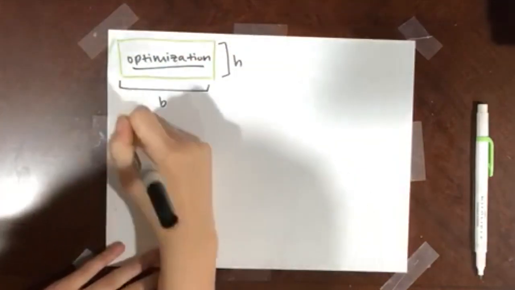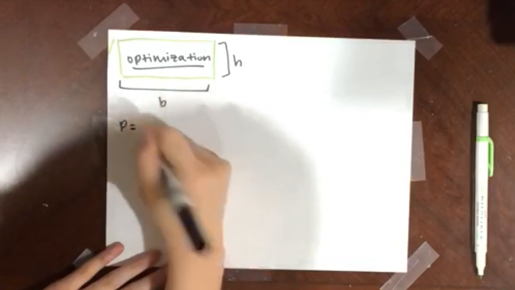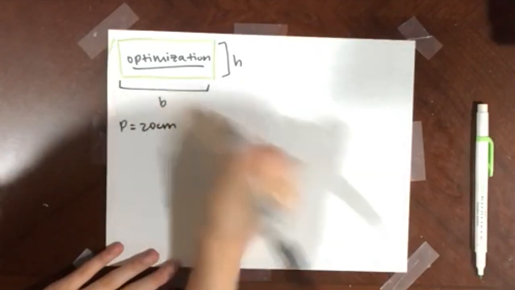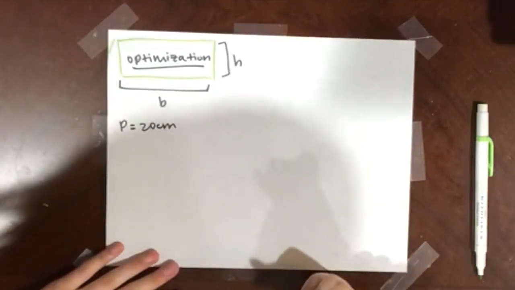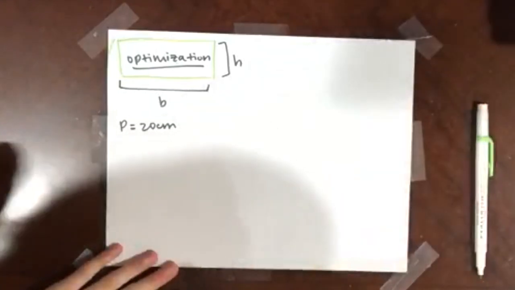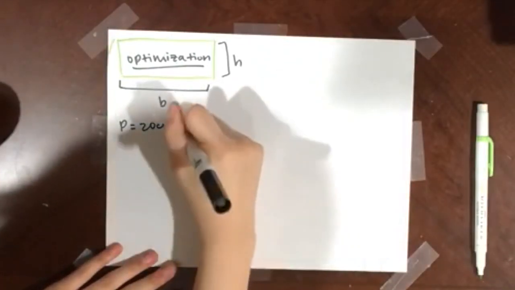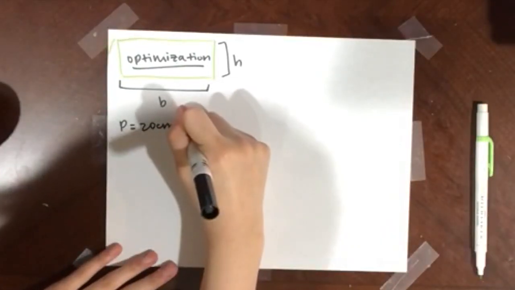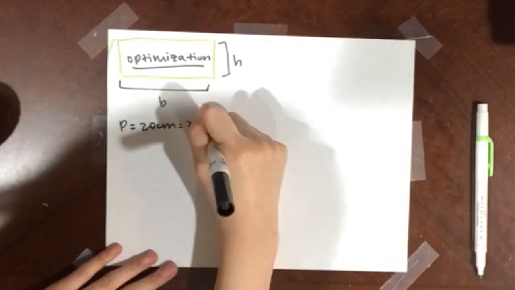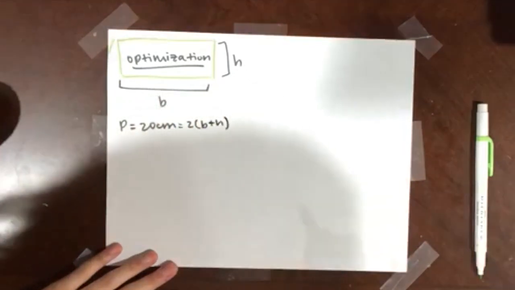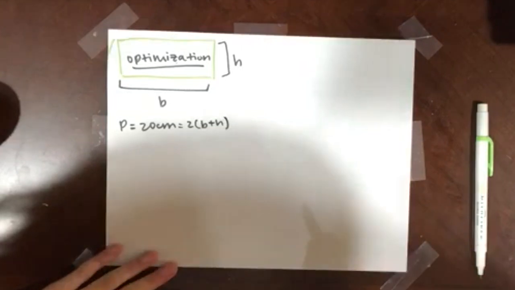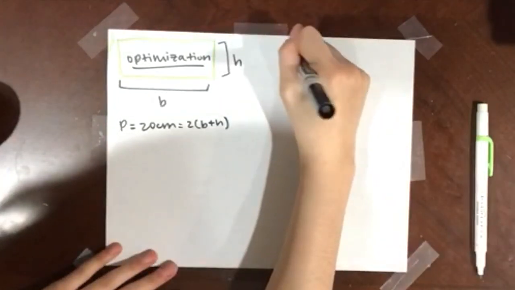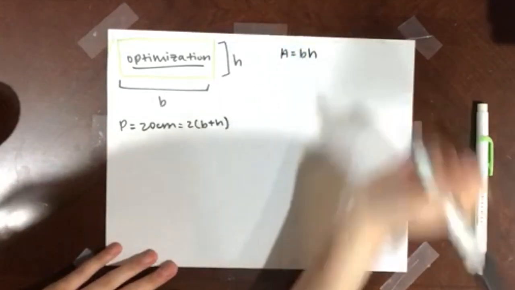The perimeter of the rectangle formed by my guacamole must be 20 centimeters, since I have a limited supply of avocados. They're really expensive. The formula for the perimeter is P equals 2 times (base plus height), which is equal to 20 centimeters. The formula for the area is A equals base times height.